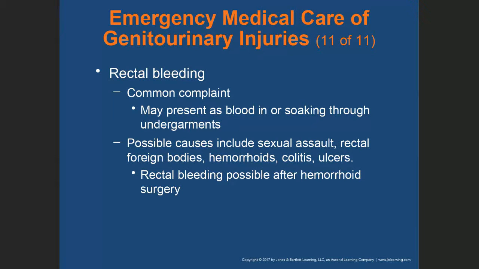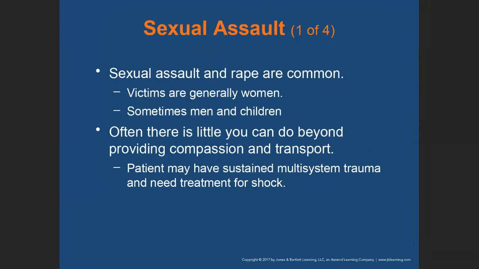Hemorrhoids are the blood vessels around the anal area. They become engorged. Sexual assault and rape are common. Victims are generally women, sometimes men and children. Often, there is little you can do beyond providing compassion and transport. Patient may have sustained multi-system trauma and need to be treated for shock.